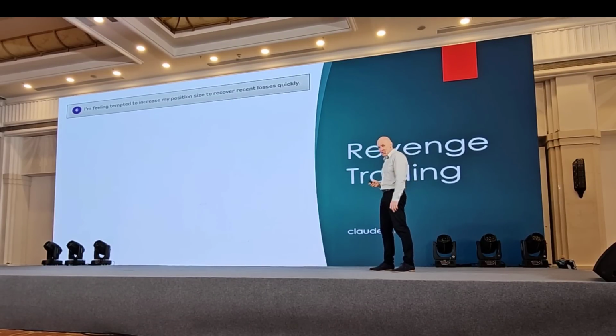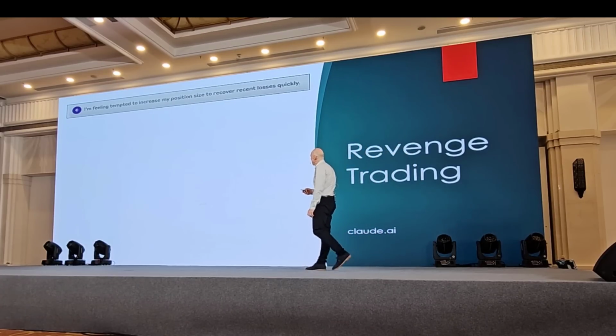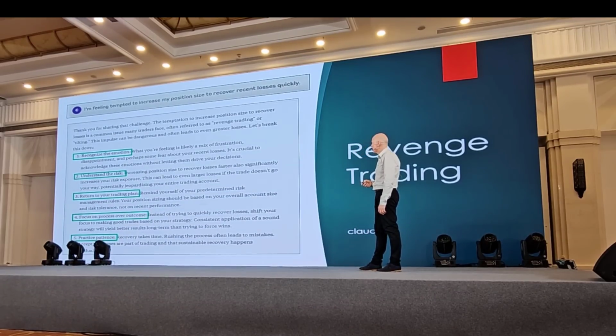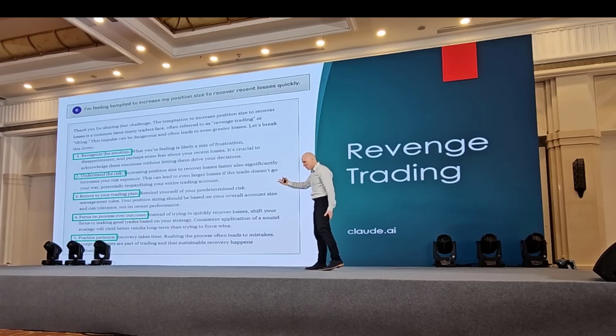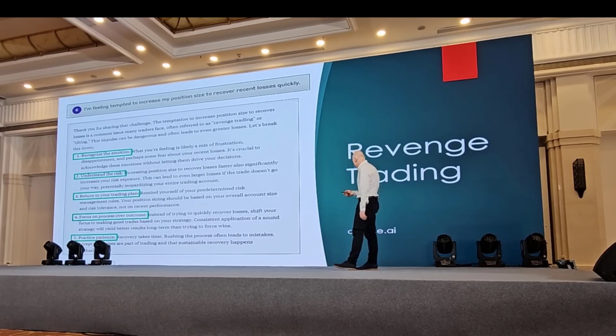What about this one, revenge trading? I'm sure we've all done this one before. I'm feeling tempted to increase my position size to recover my recent losses. So it thinks for a while, and then it gives us some feedback on that by recognizing our emotion, understanding risks, focusing on our trading plan, and so on, and practicing patience once again.